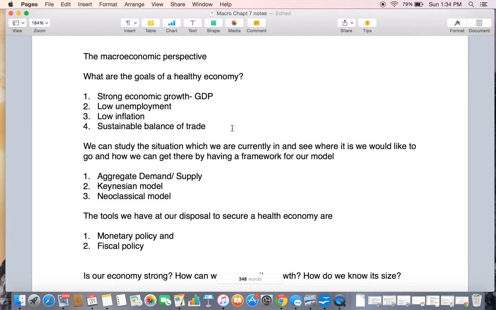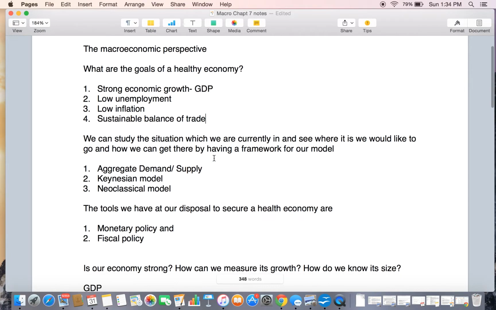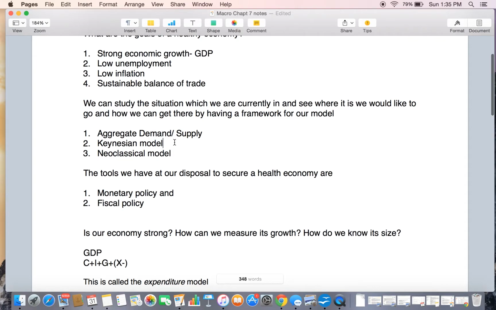Now, to be able to study unemployment and inflation and the balance of trade and strong economic growth, we need models. And all of our models will have a framework. We'll be using the aggregate demand and supply model, and the Keynesian model within that model and the neoclassical model within that aggregate demand and supply model. So really the Keynesian model and the neoclassical model are different perspectives on how to use aggregate demand and aggregate supply.